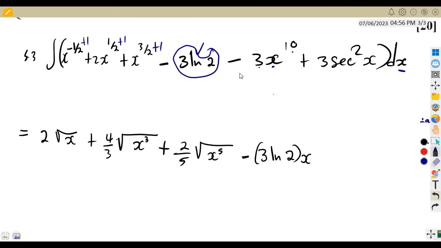All right. We move on to 3x to the exponent of 10. This is the same thing as the previous part, where we add a 1 and divide by the new exponent. So if we add a 1, this is going to be minus 3x to the exponent of 10 plus 1, which is 11. We divide by the new exponent, which is 11. So we are done. We can't simplify further.